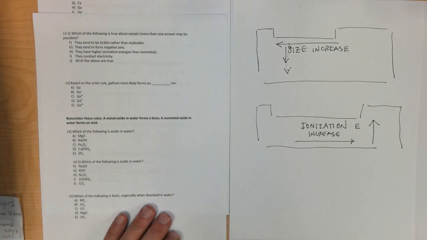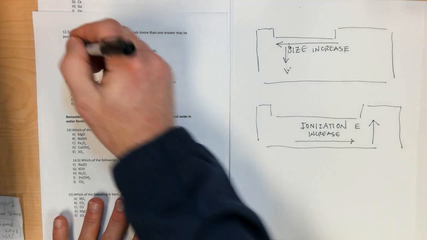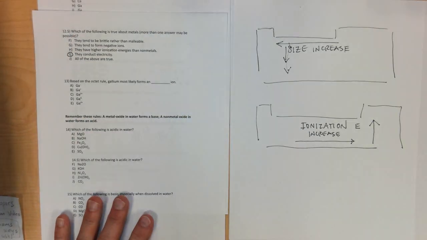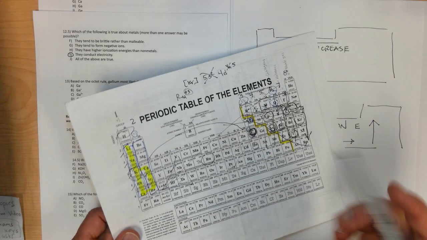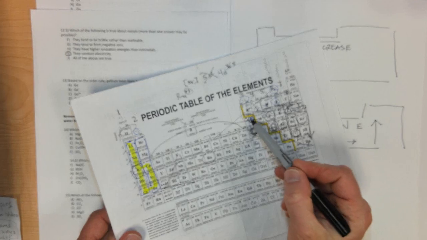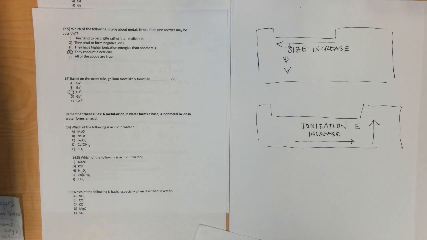Number 12.5. Which is true about metals? More than one answer is possible. And this time we have they conduct electricity as the possible answer. Number 13. Which, based on the octet rule, gallium most likely forms. So you have to find gallium on the periodic table. You'll see it's just like aluminum. So it usually forms gallium plus 3.